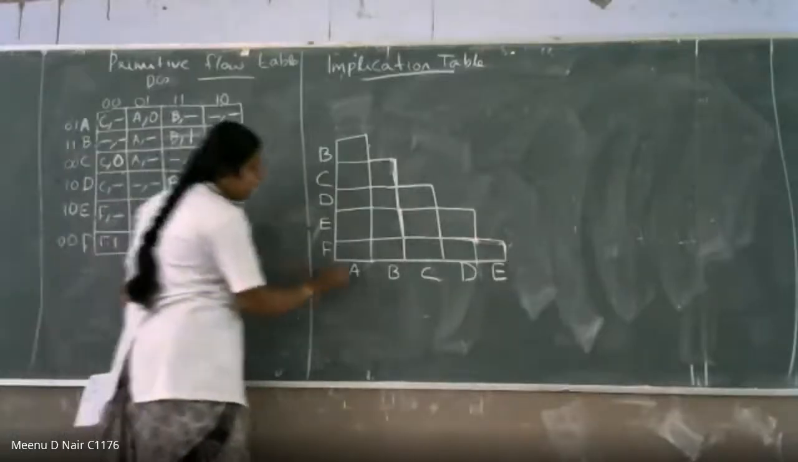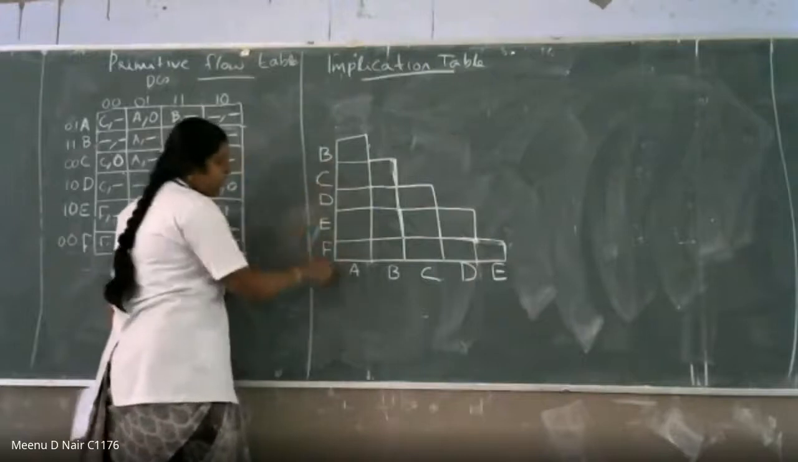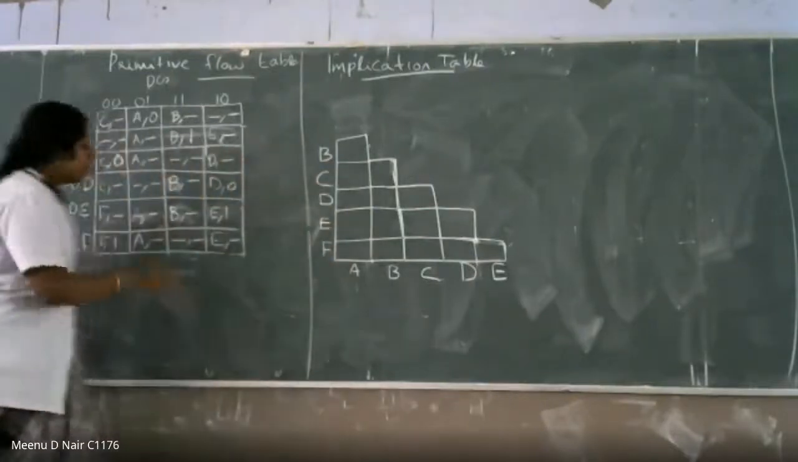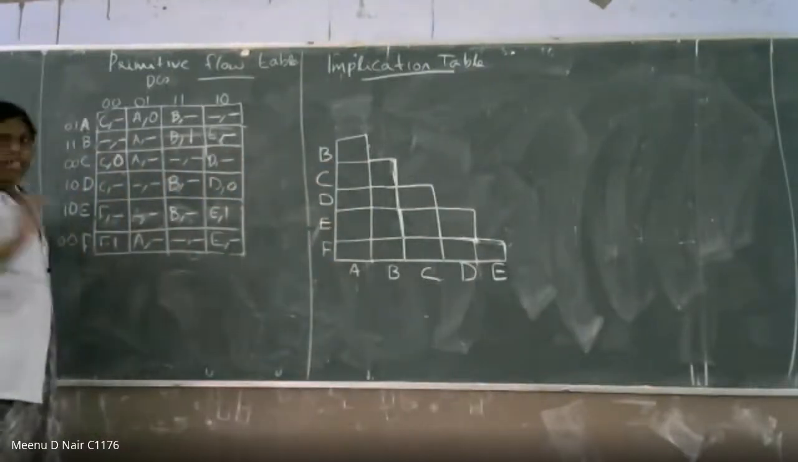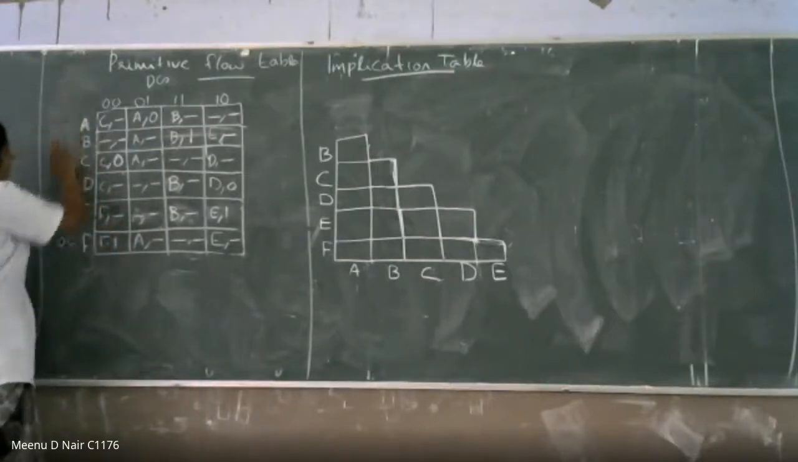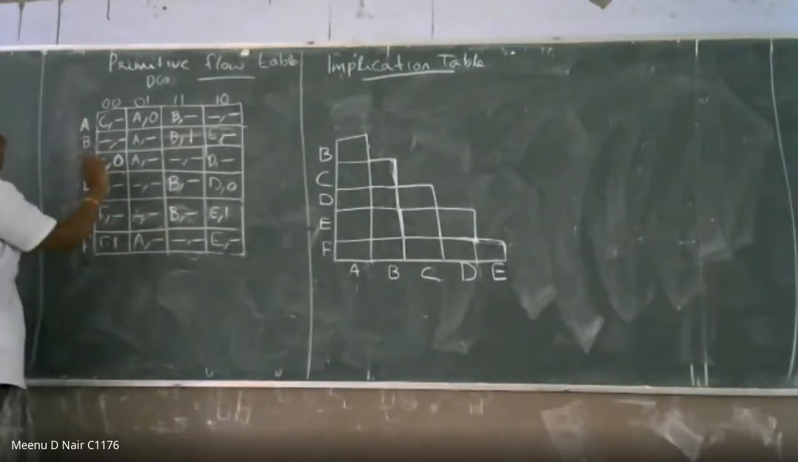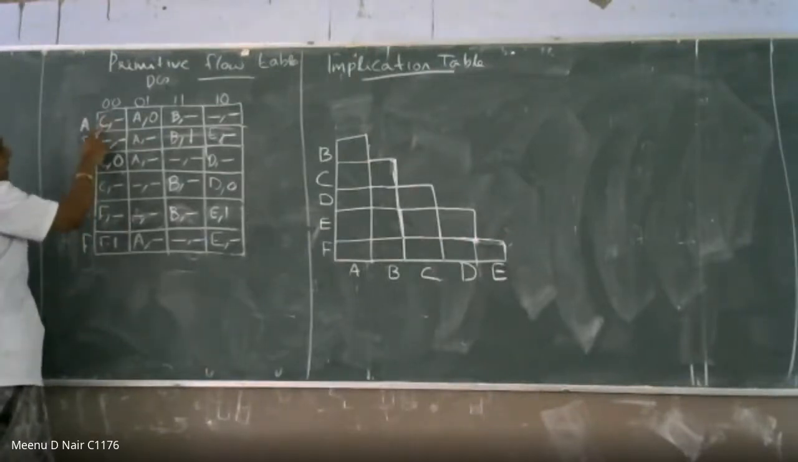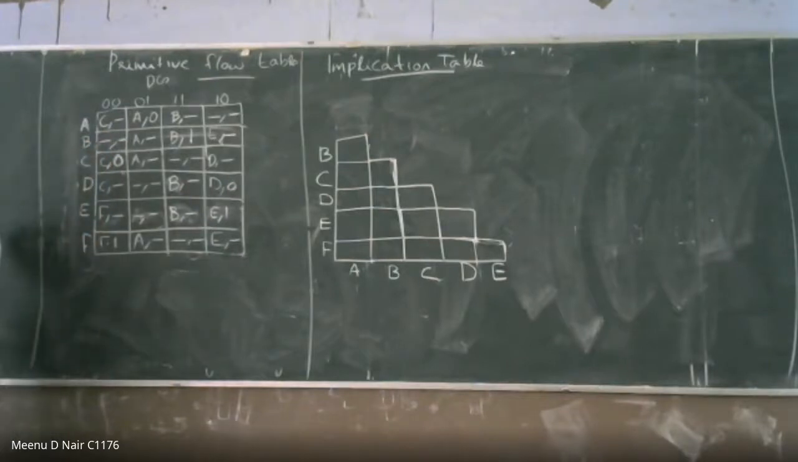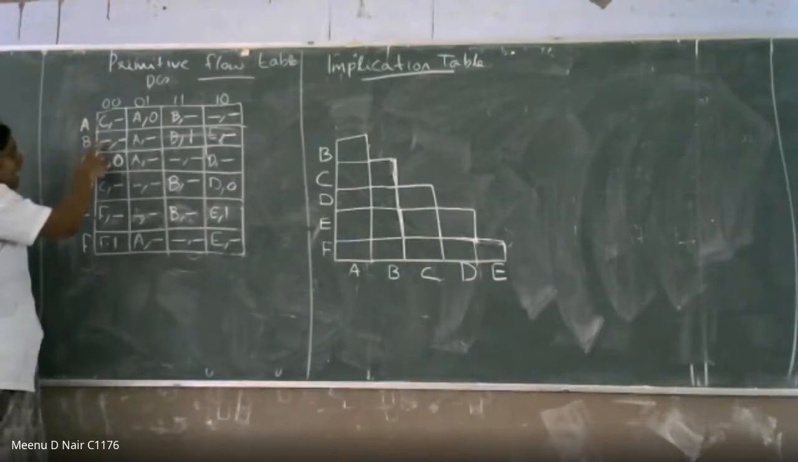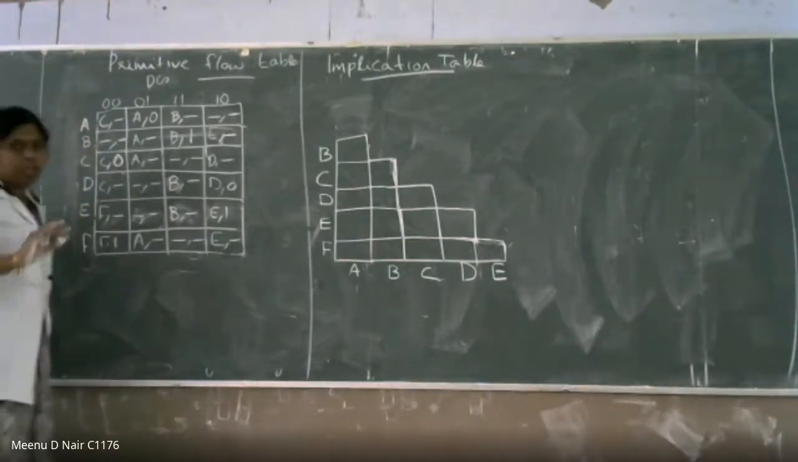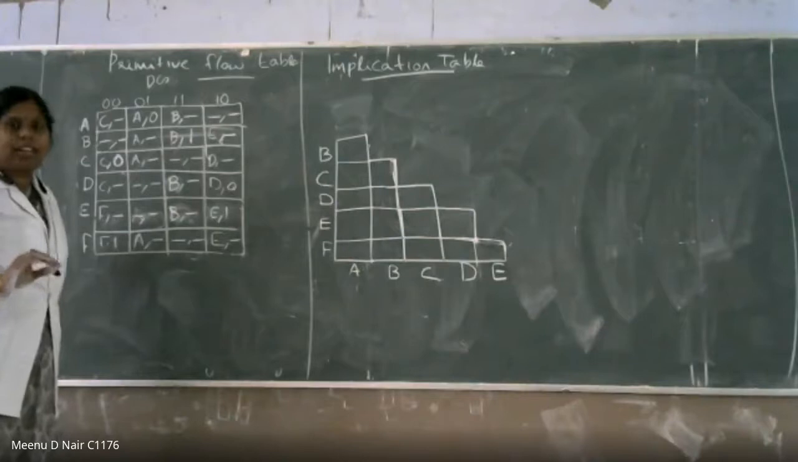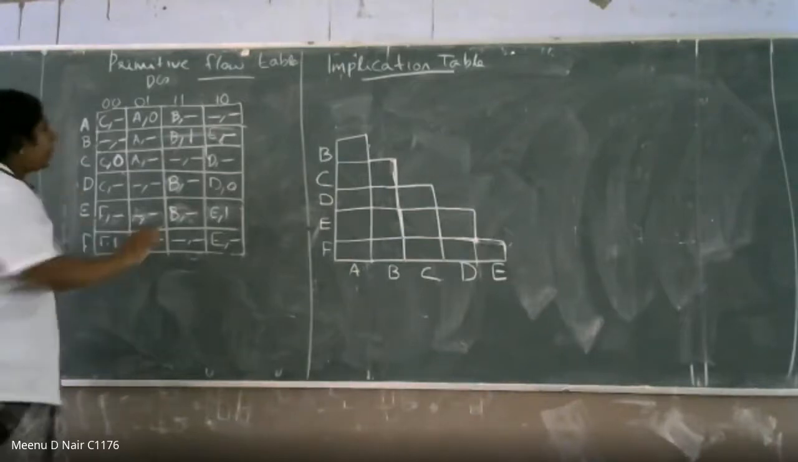First, we are comparing A and B. From the primitive table, you can see here you are comparing A and B. The first cell is C comma dash, and here it is dash comma dash. If it is dash, it is not a problem. You can compare. That is a don't care condition.